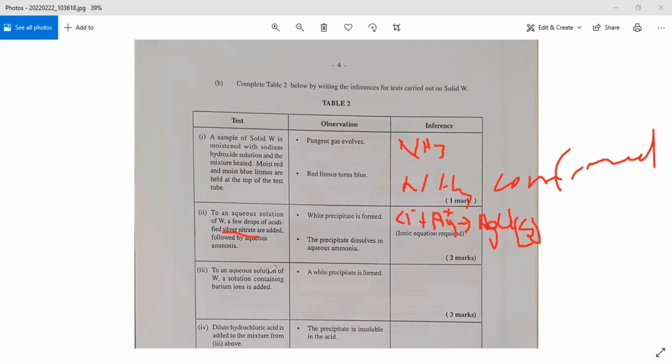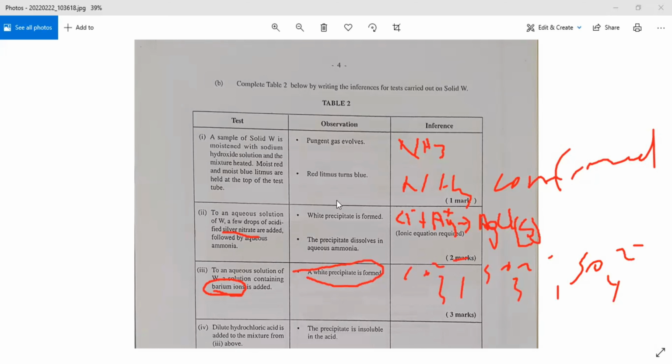All right, now to a solution containing barium ions. There was only one place barium ions were mentioned, and I just showed you. Barium ions are used to test for sulfate, sulfite, and carbonates. So if any of those are present, you get a white precipitate. So when they added the barium ions, they got a white precipitate, which means that carbonate, sulfite, SO3 2-, or sulfate is possibly present. Any one of those is possibly present.